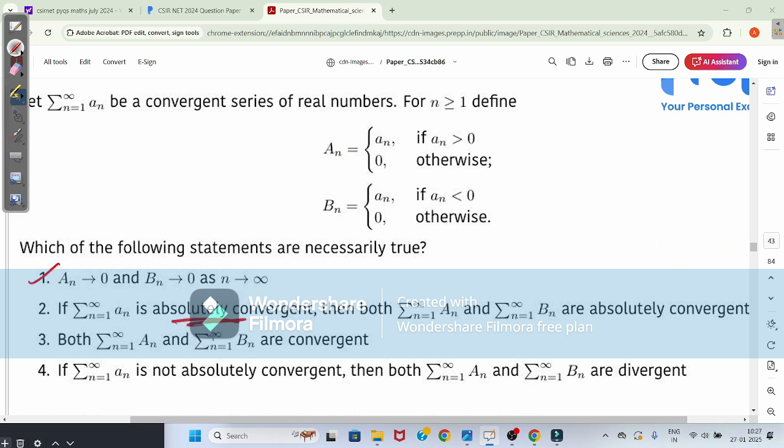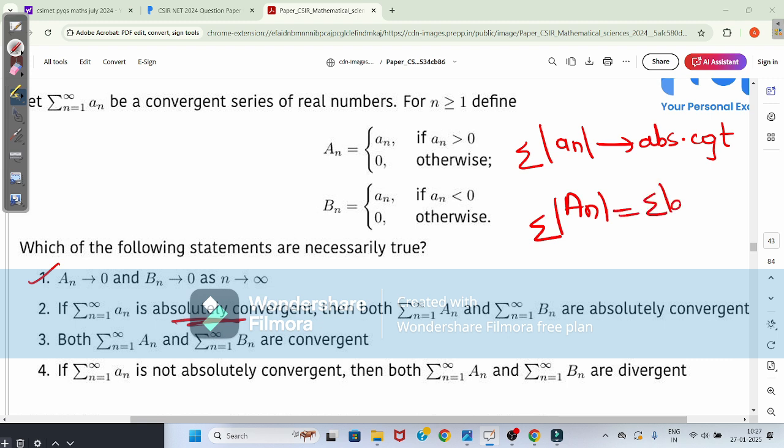For checking the absolute convergence, we have to check mod of a_n. This value is absolutely convergent. So this a_n value is also convergent, that implies sigma a_n is also absolutely convergent. So when b_n is also absolutely convergent, that means when a_n is convergent, b_n is absolutely convergent, meaning both are absolutely convergent. This statement is also true.